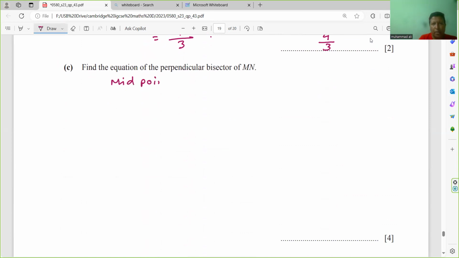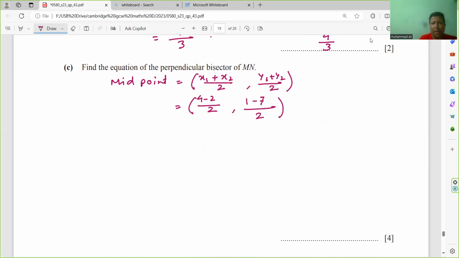Midpoint formula is x1 plus x2 divided by 2, y1 plus y2 divided by 2. This is the midpoint formula. So here midpoint is 4 minus 2 divided by 2 and 1 minus 7 divided by 2. So we'll get here 1, minus 3. So this answer is the midpoint, okay.